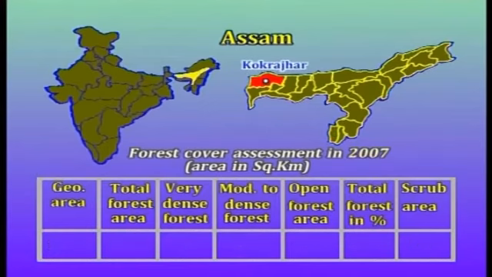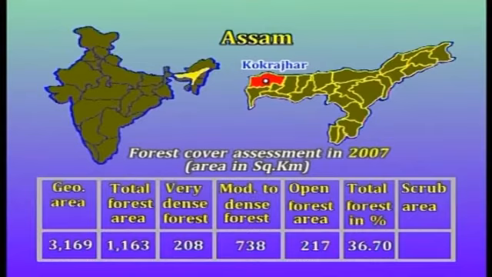District Kokrajhar. The geographical area of Kokrajhar district of Assam is 3,169 square kilometers in 2007. The total forest cover is 1,163 square kilometers, out of which the very dense forest cover is 208 square kilometers. The moderate to dense forest cover is 738 square kilometers. The open forest cover is found to be 217 square kilometers. Altogether, these forests cover about 36.70% of the geographical area of the state. The scrub cover is also found to be 1 square kilometer.